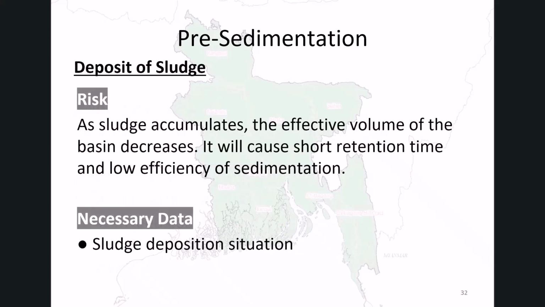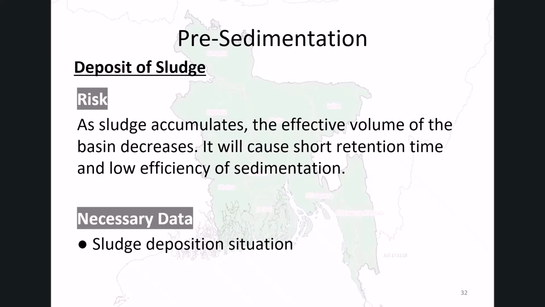The risk which we will face in case sludge management fails is explained here. As sludge accumulates, the effective volume of the basin decreases. It means that the more the sludge accumulates at the bottom of the basin, the more the basin loses the space where the sludge can settle.